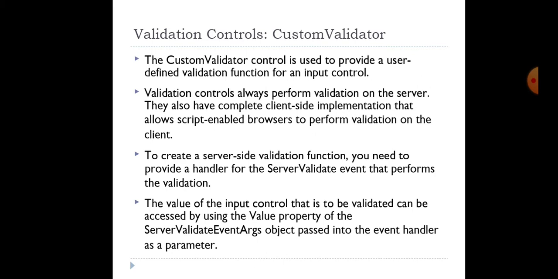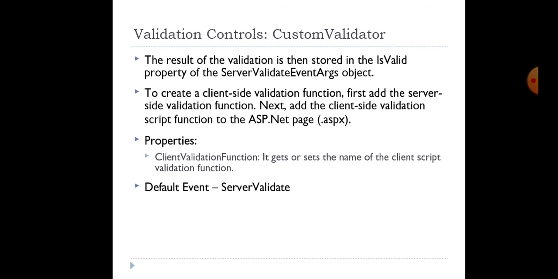The value of the input control that is to be validated can be accessed by using the value property of the server validate event args. Okay. Next, the result of the validation is then stored in the is valid property of the server validate event args.